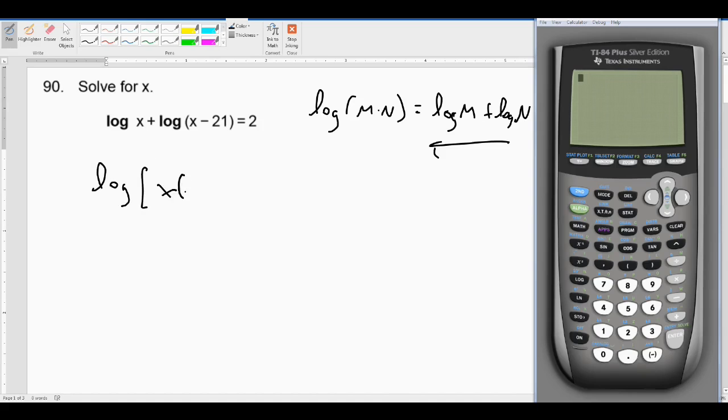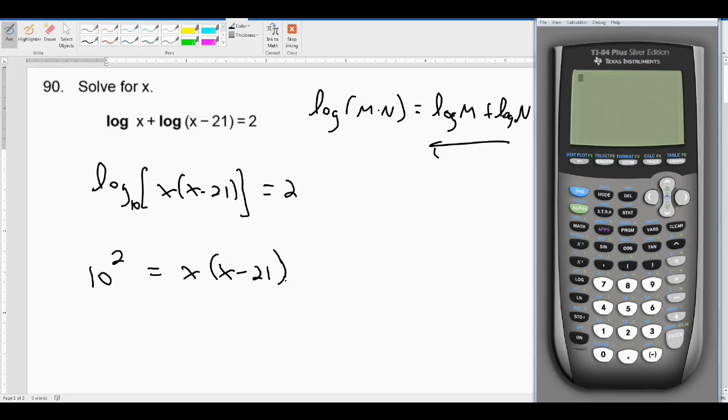So it's going to be log of x times x minus 21 equals 2. Now this log, if you don't see a base, the base is always understood to be 10. It's called the common log. So now I'm going to convert to exponential form using the definition. Start with the base, 10. Logs are exponents, so the exponent becomes 2. And that equals x times x minus 21.